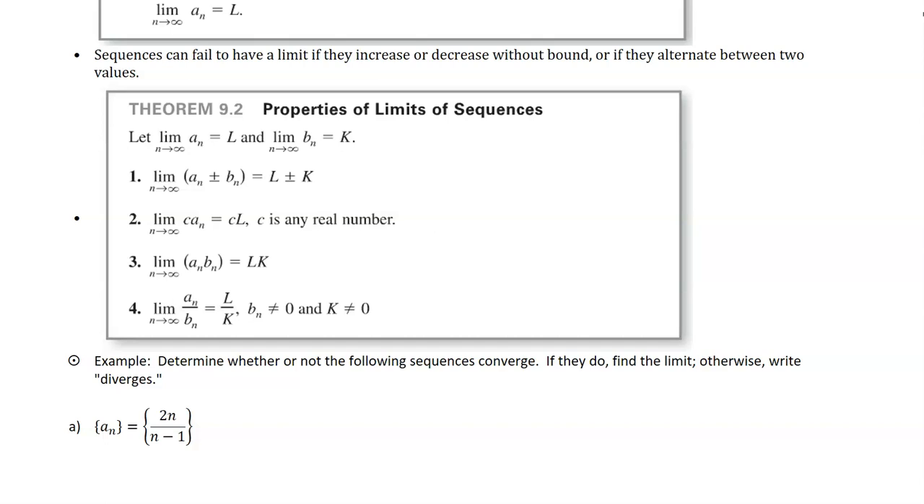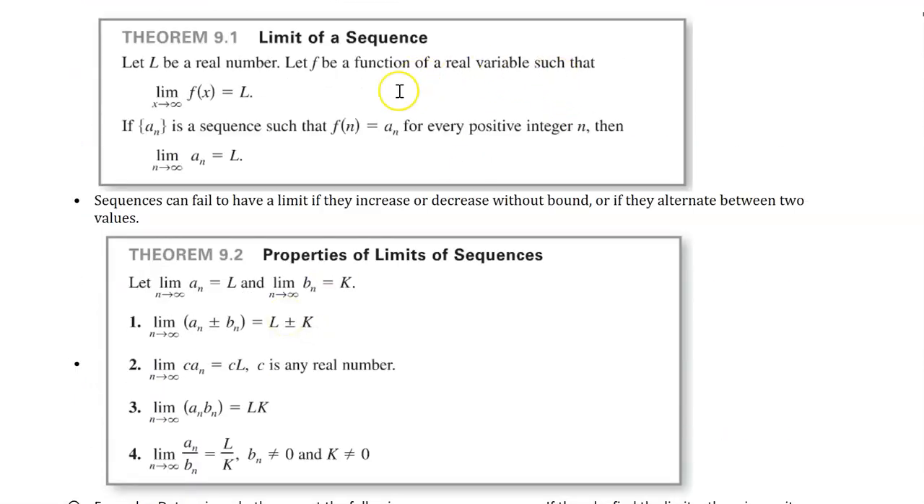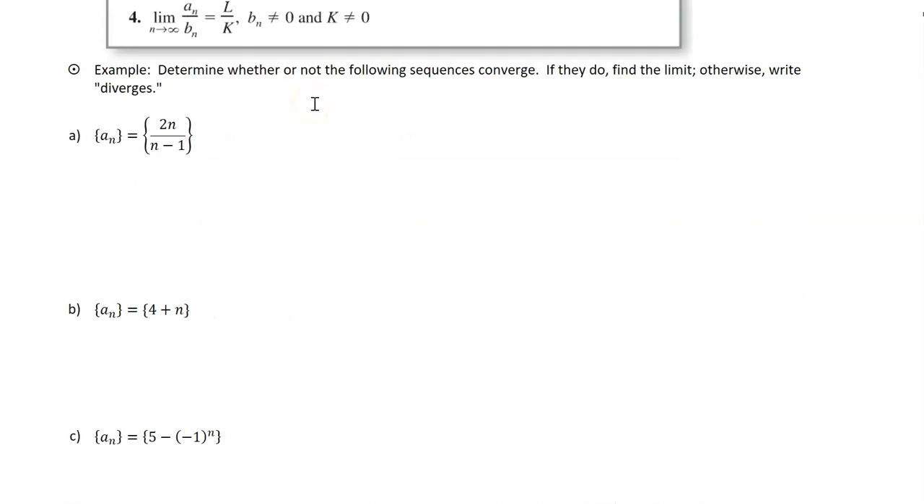You can multiply two limits together and divide as long as the denominator is not 0. So these examples say to determine whether or not the following sequences converge, and if they do, find the limit or write diverges. So basically what we're going to do is find out if the limit as x approaches infinity exists, then what would happen, can we take the limit as n approaches infinity of this particular sequence. So I'm going to say the limit as n approaches infinity of 2n over n minus 1.